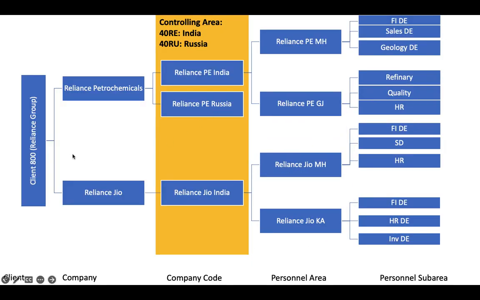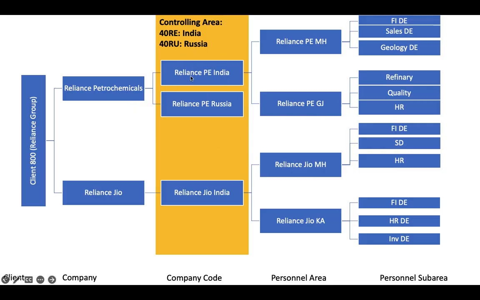So, what is the client? That is the Reliance Group. Reliance Group has two different companies, so I can do another segregation as companies: Reliance Jio and Reliance Petrochemical. Reliance Jio has only an India entity, which is the company code. But Petrochemical operates in two countries, let's say Reliance Russia and Reliance India.